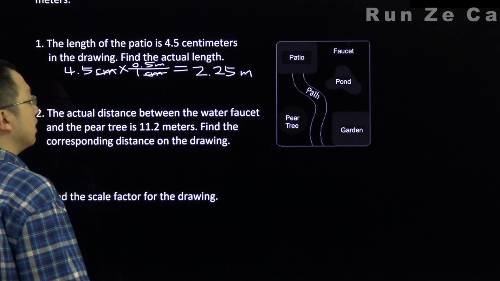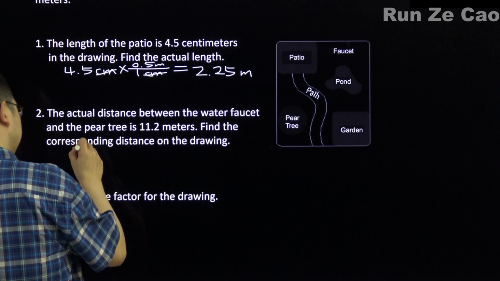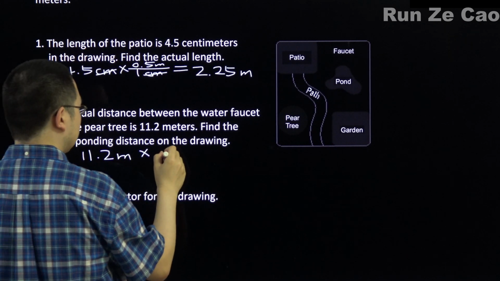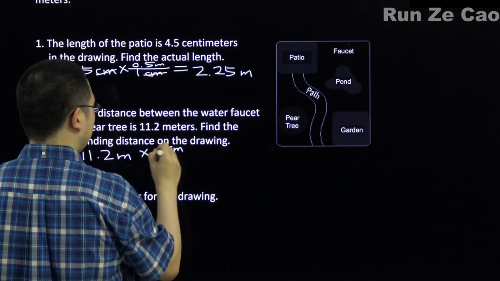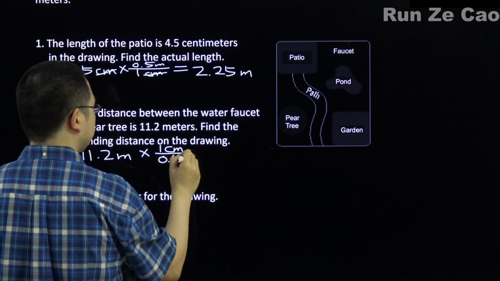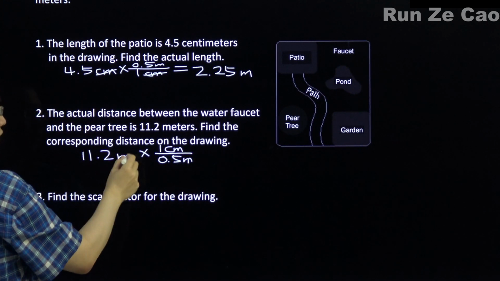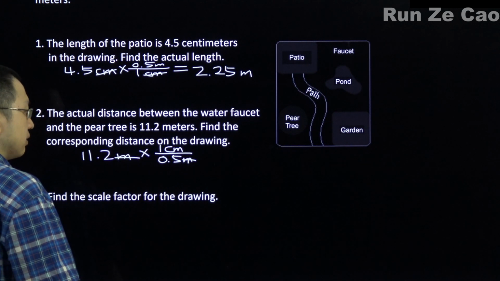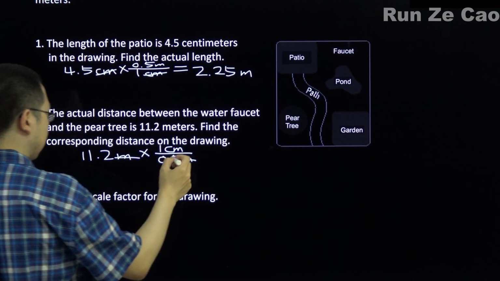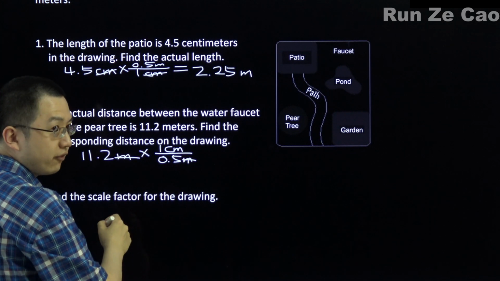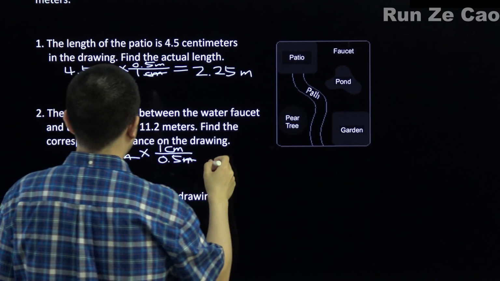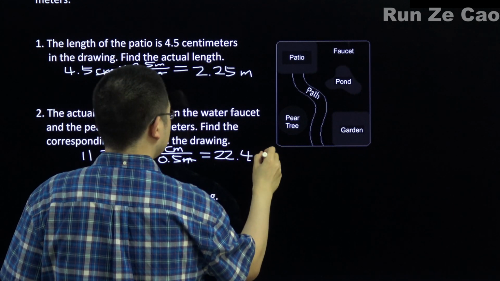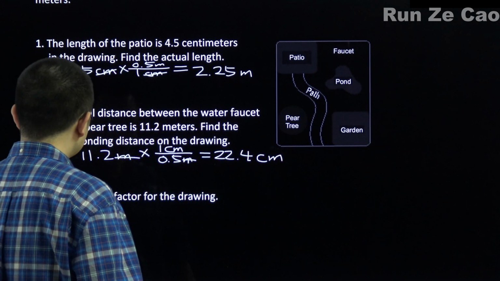The actual distance between the water faucet and the pear tree is 11.2 meters. Find the corresponding distance on the drawing. 11.2 meters times, well, it's 1 centimeter per 0.5 meters. For every 0.5 meters, in reality, it's going to be 1 centimeter on the map. So that's going to be 1 over 0.5, also known as 2, times 11.2, so 22.4 centimeters on the drawing.